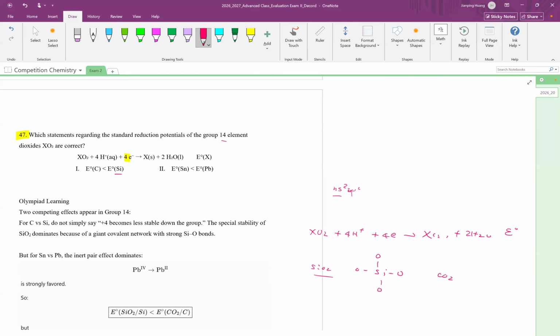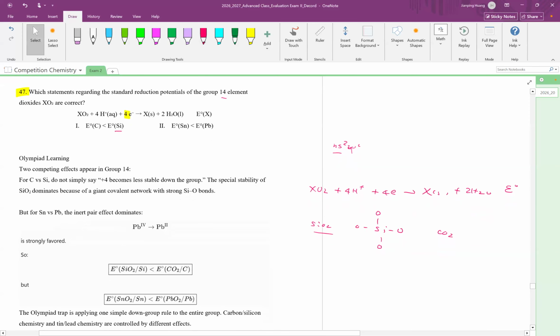The second one is right. Why? Because PbO2 is more easily reduced. Right? It's easier to reduce. Why? Why do we learn that?